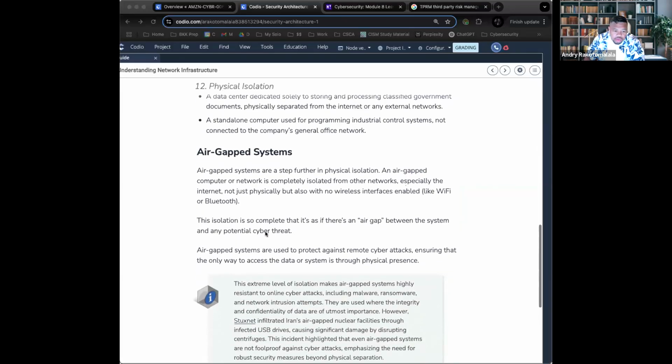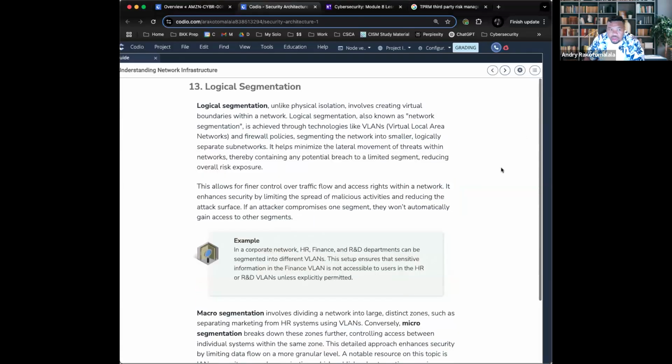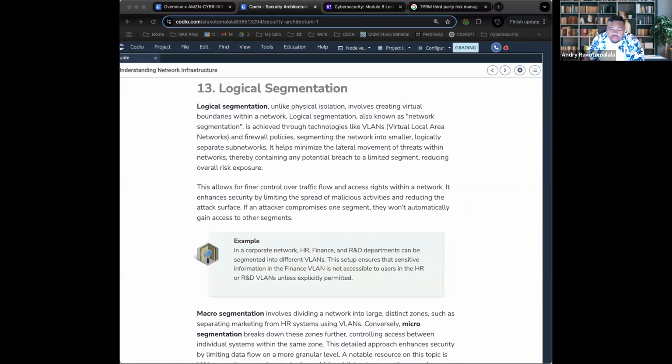I think we already talked on all of that. Yeah, we're good there. Okay. So we talked about air gapping or physical isolation. Now let's talk about what we call logical segmentation. Logical segmentation is essentially network segmentation. They're synonymous. They're the same thing.